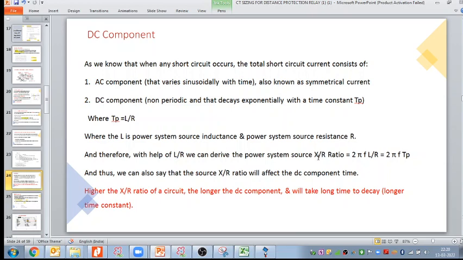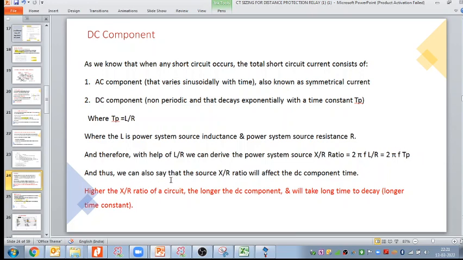Because L is what? XL is 2 pi f L. So with the help of L by R we can derive the power system source X by R ratio, because X is 2 pi f L. We can write X by R as 2 pi f L divided by R. L by R is the time constant Tp, so we can rewrite X by R as 2 pi f Tp.